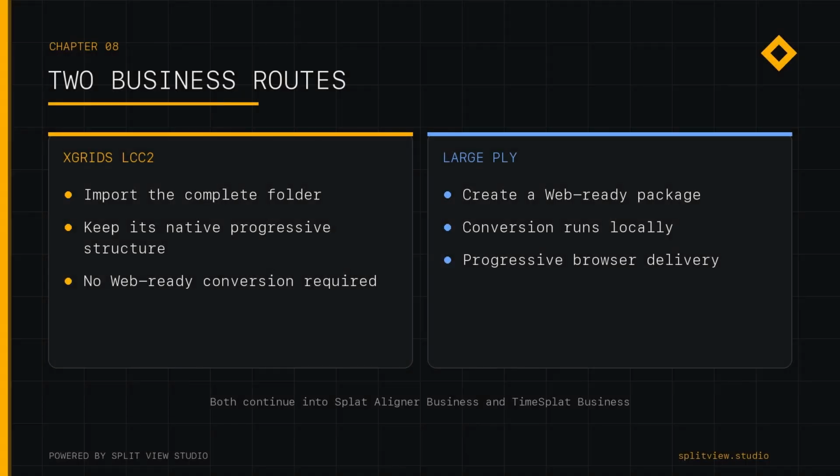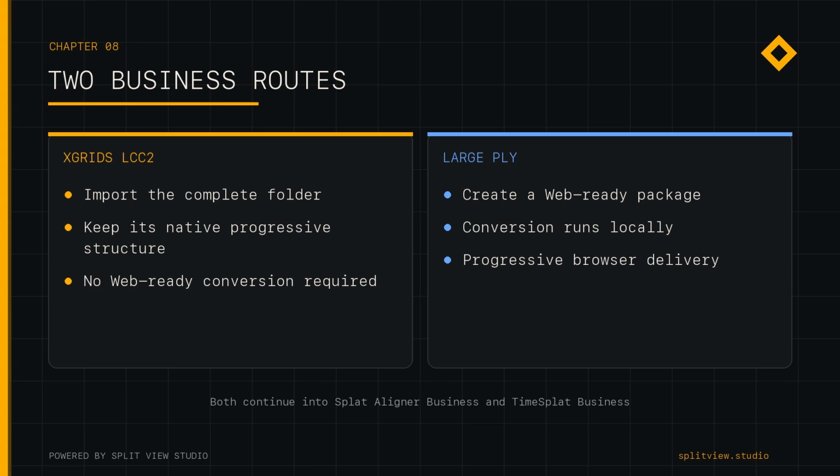The business applications keep the same basic workflow, so a customer does not have to learn a completely different product. They can still use normal PLY, Splat, and SOG files. Business adds the formats and project structure needed when one large file is no longer practical.